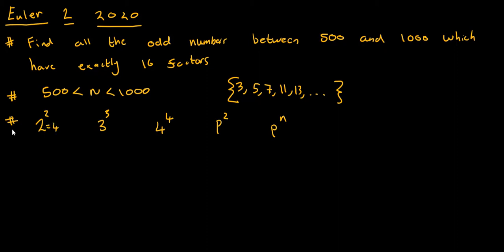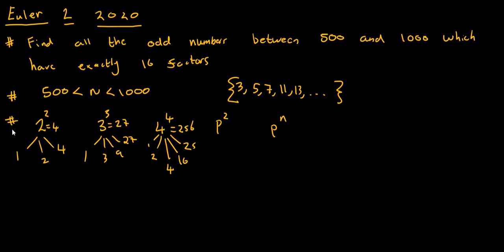Well, 2 squared is 4. We have 1 is a factor, 2 is a factor, and 4 is a factor. 3 cubed is 27. We have 1 is a factor, 3 is a factor, 9 is a factor, and 27 is a factor. 2 to the 4 is 16. So 1 is a factor, 2 is a factor, 4 is a factor, 8 is a factor, and 16 is a factor.